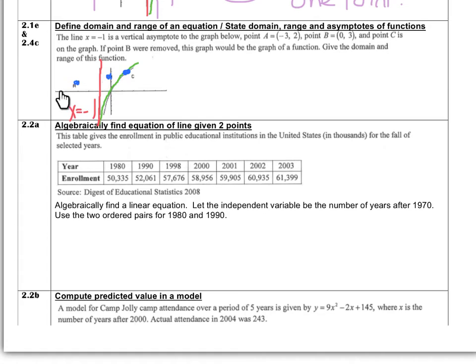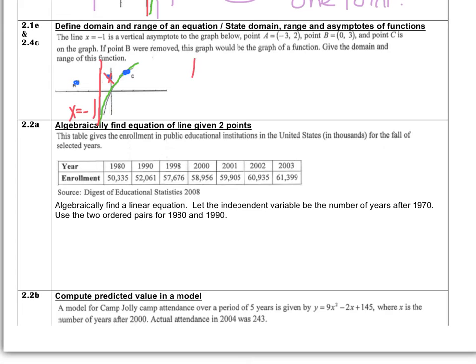Be careful, it's hard. This is the x-axis and that's the y-axis. Make sure you can tell the difference. Here's the point now. If point B were removed, this graph would be a function. Give the domain and the range. So first thing that they're doing is they're saying they're going to remove point B. So it's not there anymore. So based on that, give the domain and the range.